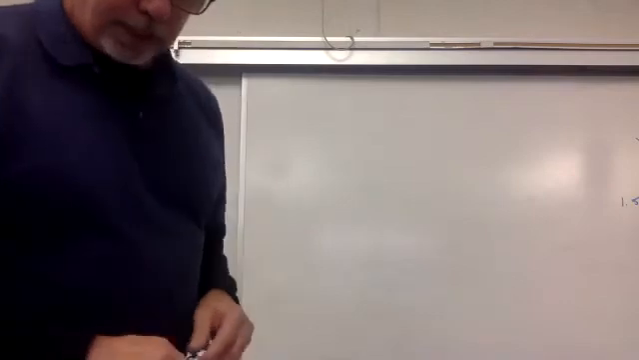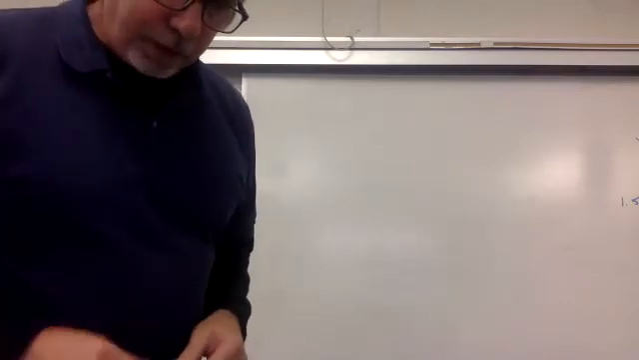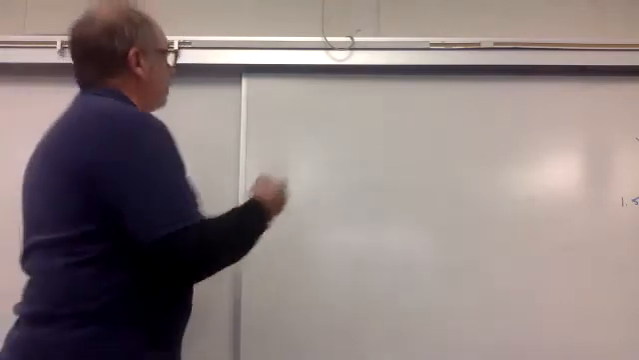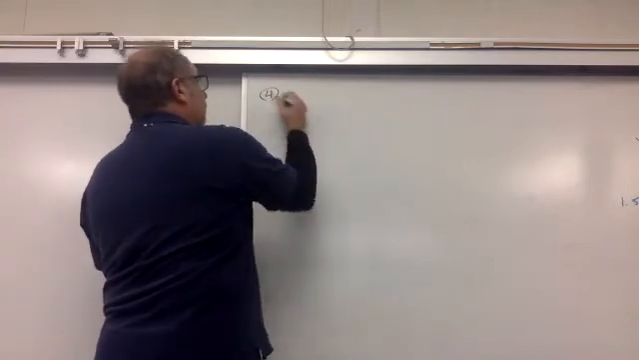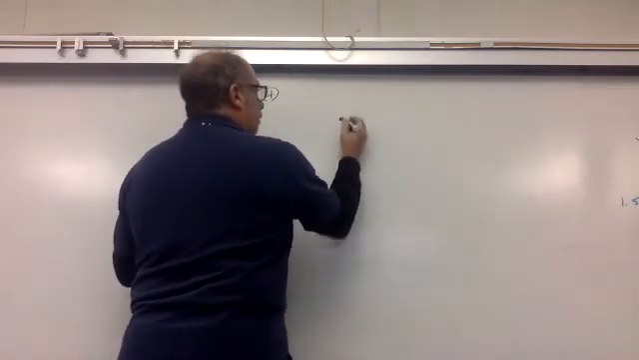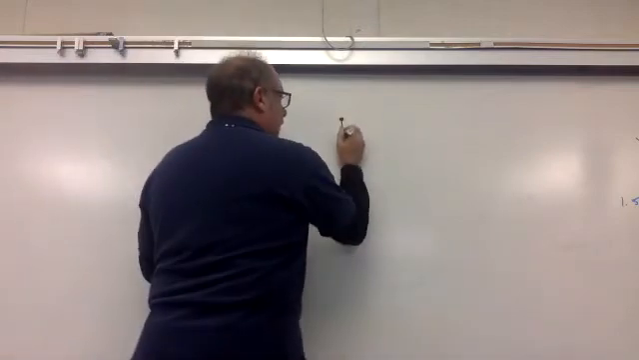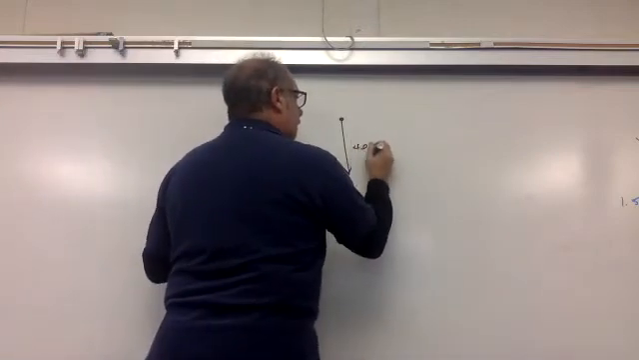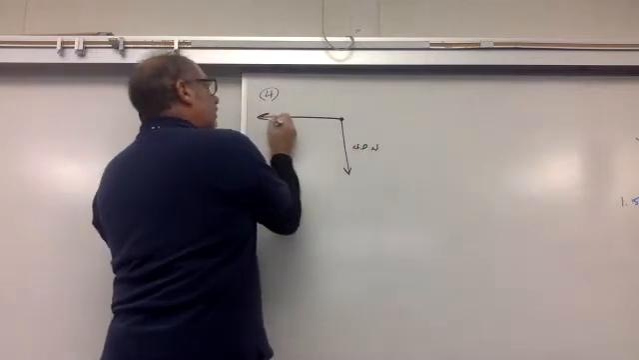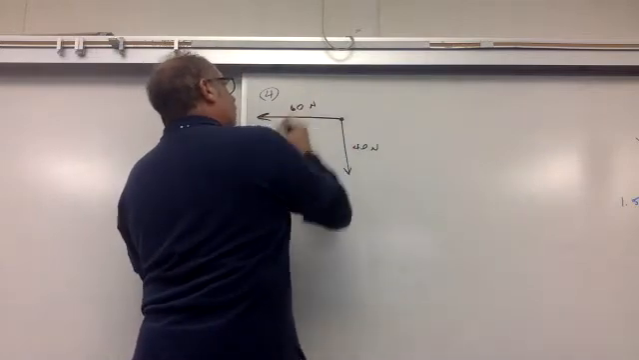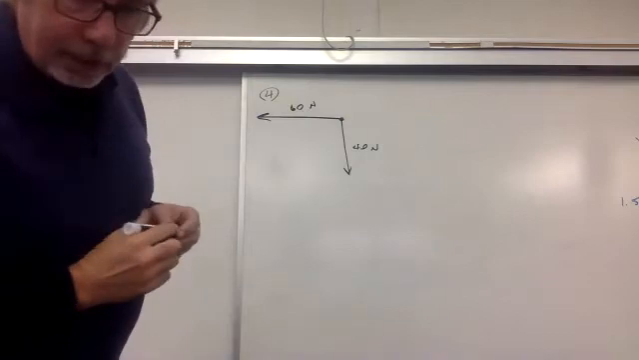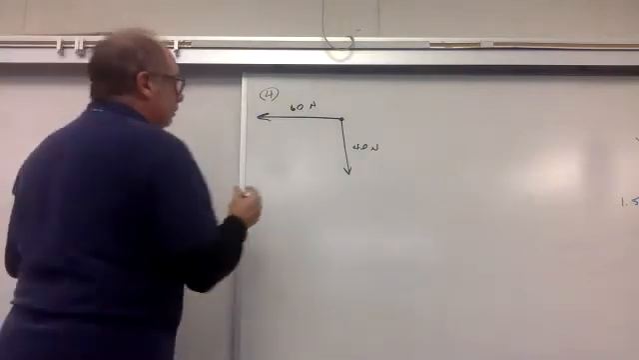Okay, let's see. Working on number 4. Two concurrent forces act on a 4-kilogram object: 40 newtons at 180 degrees, that's going down like that, and 60 newtons at 270 degrees. It's going like that. Find the resultant force on the mass.